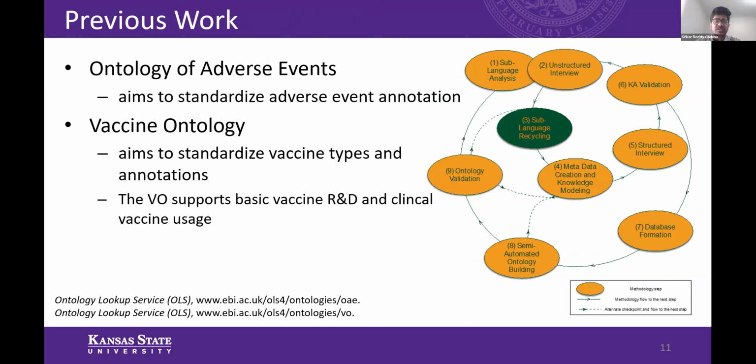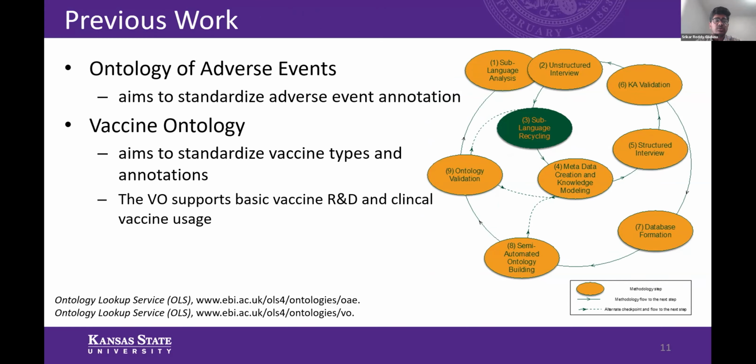After that, we have done sublanguage recycling, which uses existing ontologies or vocabularies related to the domain. There is an ontology for adverse events, which is the Ontology of Adverse Events. It is a biomedical ontology in the domain of adverse events. The adverse event ontology aims to standardize adverse event annotation, integrate various adverse event data, and support computer-assisted reasoning. The adverse event ontology is a community-based ontology.